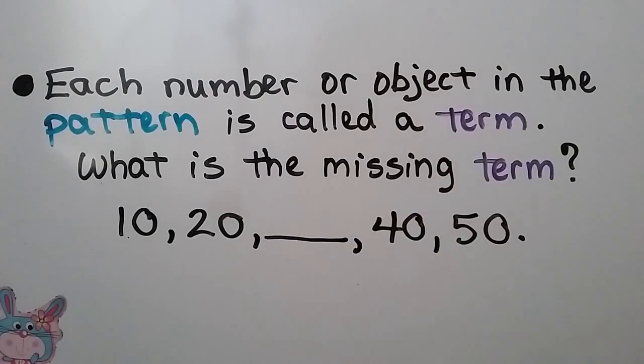Each number or object in the pattern is called a term. So what is the missing term? This one has the missing term in the center. Can you figure out what the missing term is? Can you figure out the difference between the numbers and what the rule must be? If you said the missing term is 30, you're right. This rule is plus 10. It's skip counting by tens.